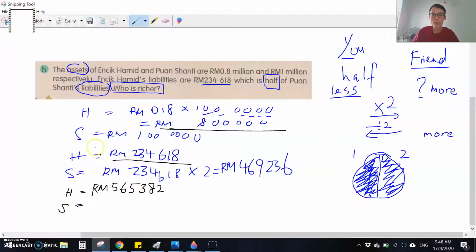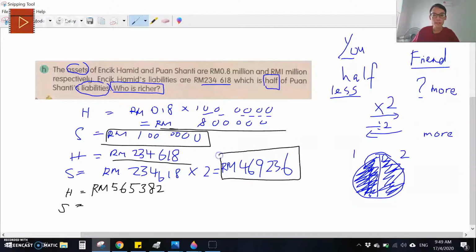For Puan Shanti, sama juga, ambil aset dia sejuta, tolak liability dia. Okay, sejuta, tolak liability dia 469,236. You get 530,764. Okay, this is their net worth.